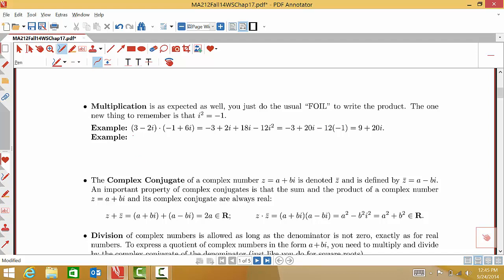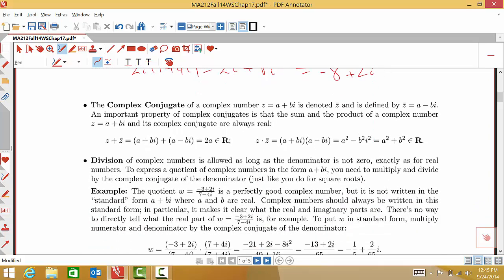Here's an example for you: 2 minus 3i times negative 1 plus 6i. You FOIL everything, and then you use the property that i squared is negative 1, and you'll end up with 9 plus 20i. Another example, 2i times 1 plus 4i. Well, I distribute through, and I'll get 2i plus 8i squared, and you'll end up with negative 8 plus 2i.